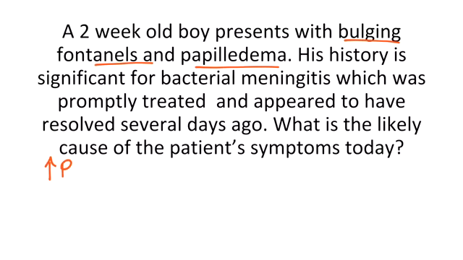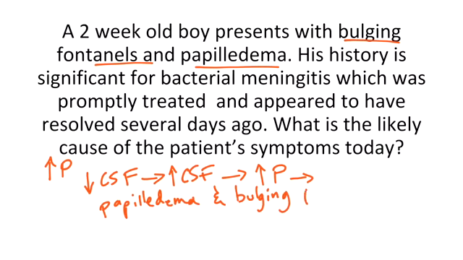For step 1, it's important to know that meningitis can cause scarring of the arachnoid granulations, which disrupts their ability to absorb CSF. The reduced ability to absorb CSF results in an accumulation of CSF in the ventricular system, which results in increased intracranial pressure. So again, the decreased CSF absorption results in increased CSF in the ventricles, which results in increased pressure, which results in papilledema and bulging fontanelles.